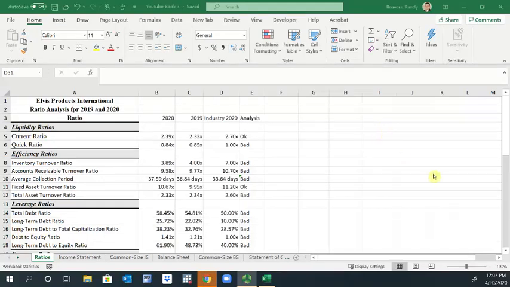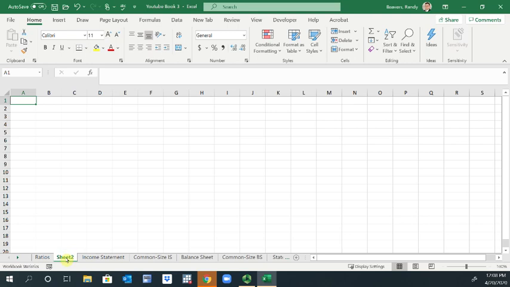One other consideration you might want to make is: is this company adding value to the overall society? So we're going to look at not just the accounting numbers, financial numbers, but also the economic numbers. So I'm going to add a new sheet, and this one will just be our econ profit.